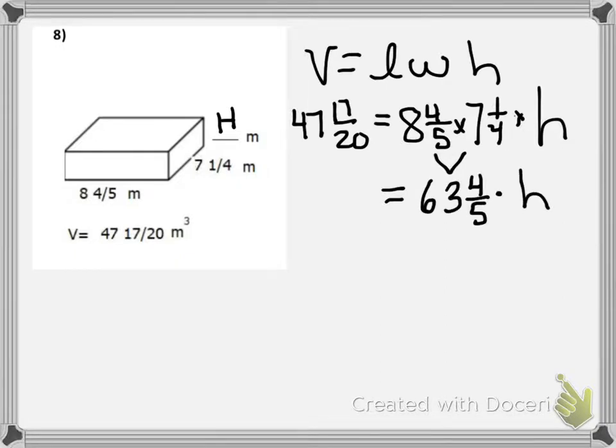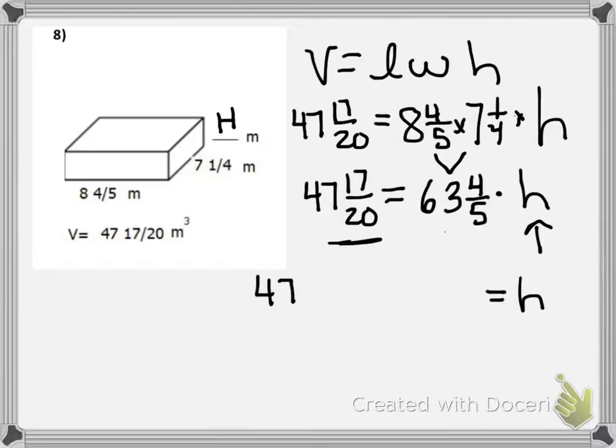We still have to multiply that by the height. And we know that's going to equal 47 and 17/20. I know that the height has to be smaller than 1 whole because 63 times a smaller number would give a product that is smaller than 63. Okay, so to figure out exactly how much the height is, we're going to divide those two.